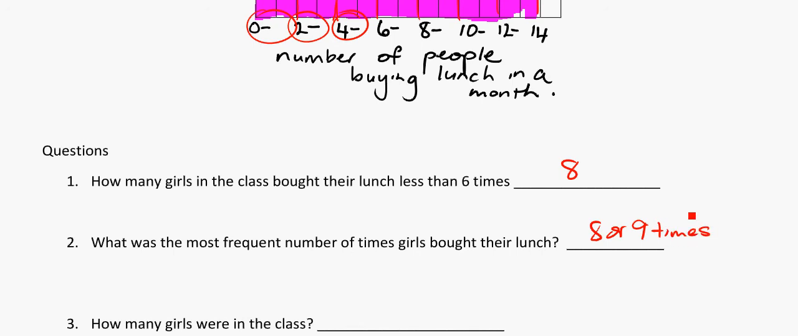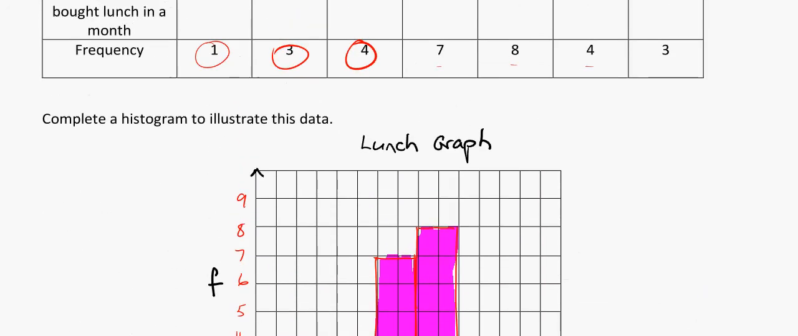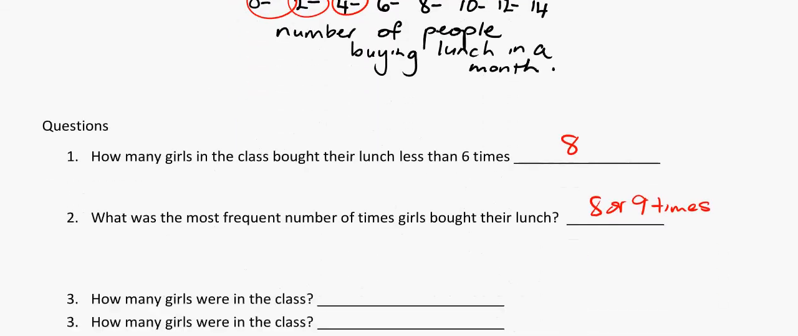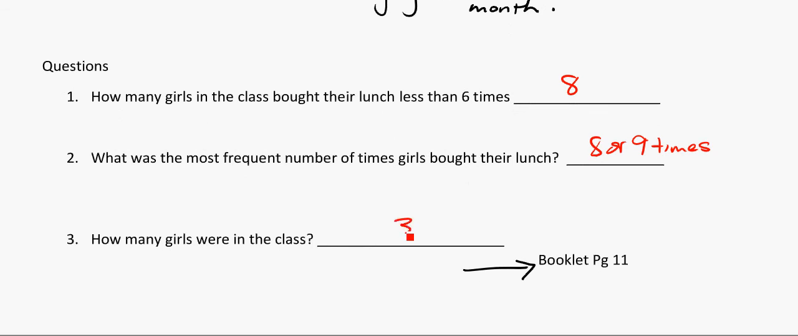And how many girls were in the class? And so we just need to add up. I can go back and add all these up together. 7, 15, 19, 26, 29, 30 all together. Or we could do it off the graph too by adding these top numbers together. And go down and fill that in. And then you've got one to do on page 11 in the booklet.